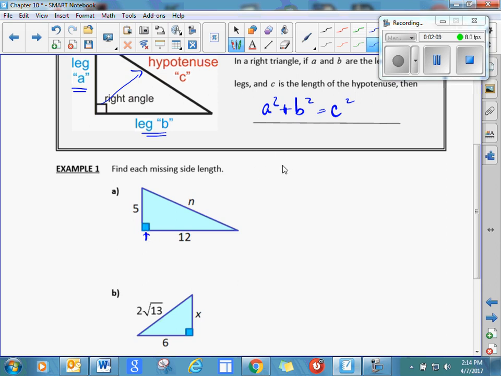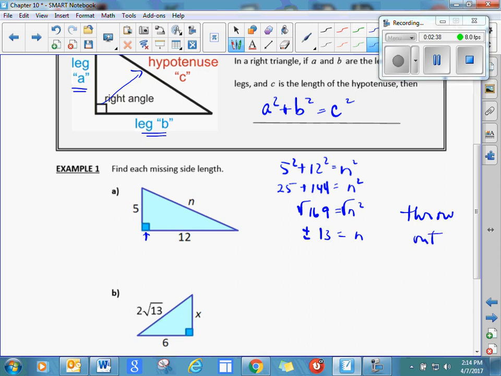So if that's the case, then the squares of the legs, 5 squared plus 12 squared, equal the square of the hypotenuse. 25 plus 144 is equal to n squared, or 169 is equal to n squared. If you take the square root of both sides, you get plus or minus 13 is equal to n, but we throw out the negative value because you can't have a negative length of a side. So our answer is n is equal to positive 13.